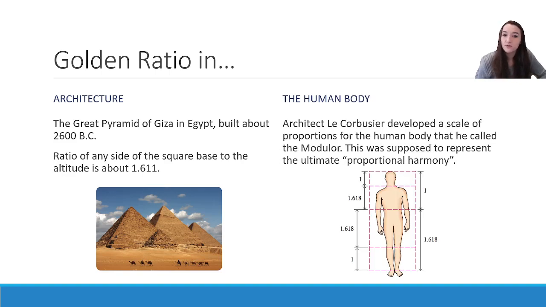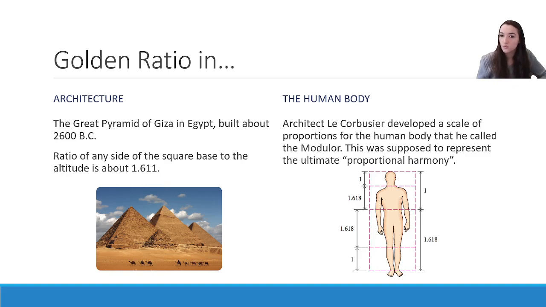So the Great Pyramids of Giza, which were built in 2600 BC, the ratio of any side of the base to its altitude, the height, is very close to the golden number. Or in the human body, architect Le Corbusier, I'm going to butcher this, developed a scale of proportions for the human body that he called the modular. This was supposed to represent the proportional harmony of the human body.